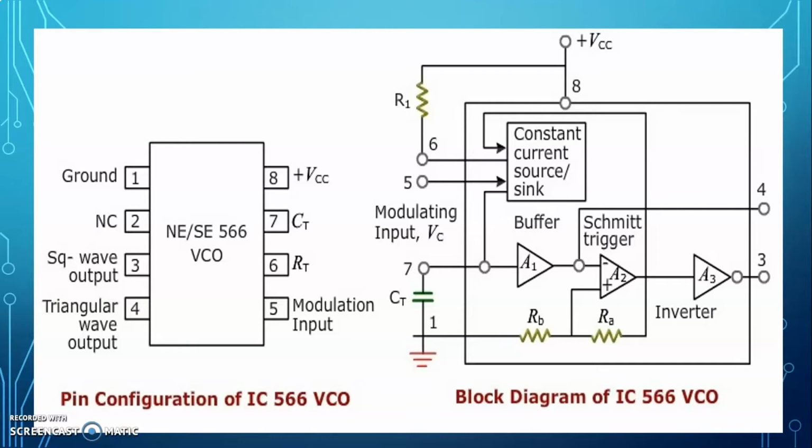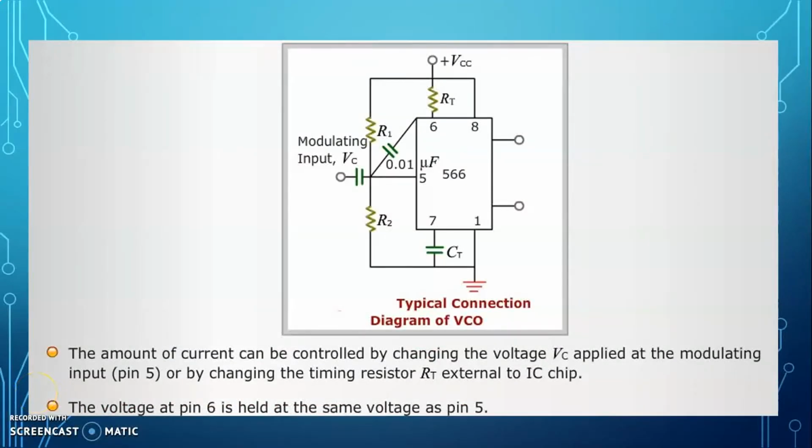It controls the constant current source. Therefore, it sends the signal to the constant current source. Therefore, the constant current source alternately changes the direction of the current of the capacitor CT. Here, the capacitor CT is used to generate the triangular waveform to the output pin number 4 through the buffer A1. Here, the figure gives the typical connection diagram of the voltage controlled oscillator using IC 566.